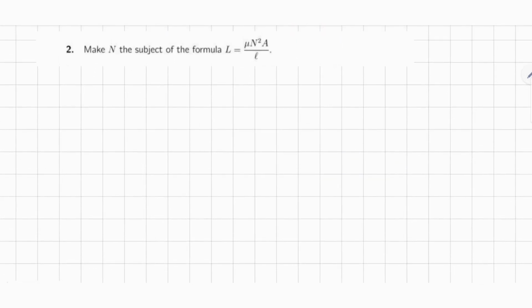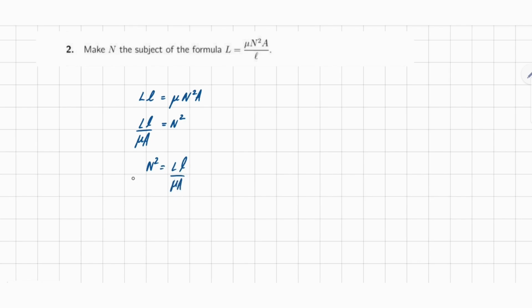For the second question, we have to make n the subject of the formula. So we can begin by multiplying the entire equation by small l, which gives us l times l equals mu n squared times a. We can divide the entire equation by mu a, which gives us l times l over mu times a equals n squared. I'm just going to switch sides.